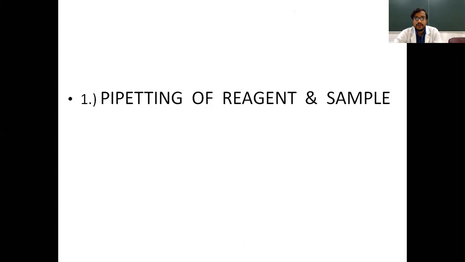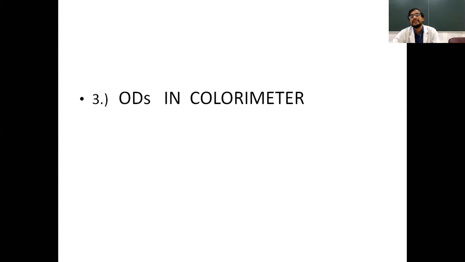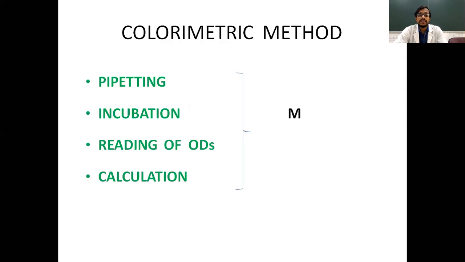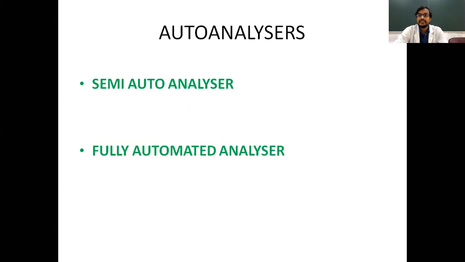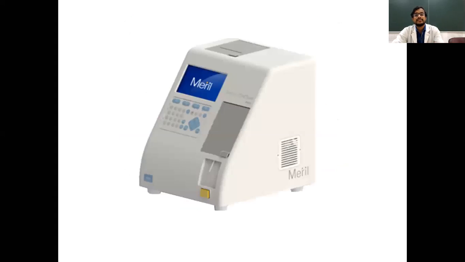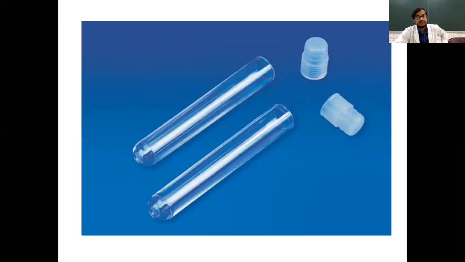Different steps are there in the colorimeter: the pipetting, incubation, taking the ODs, and calculation. All these are done manually in the colorimeter. Then there are the semi-auto analyzer and the fully auto analyzer, which do some part by the machine. In the semi-auto analyzer, some part is done by the machine. You can see here, incubation, reading, and calculation are done by the analyzer.